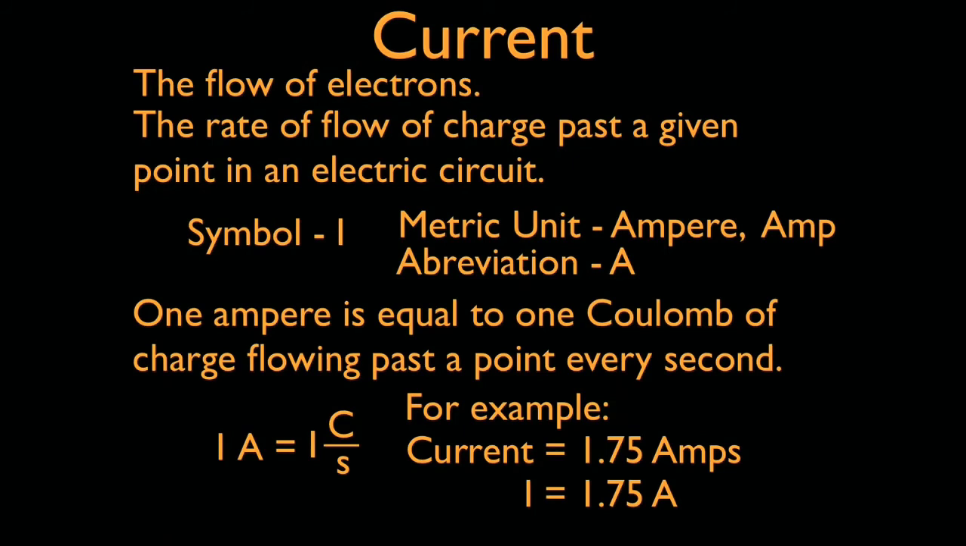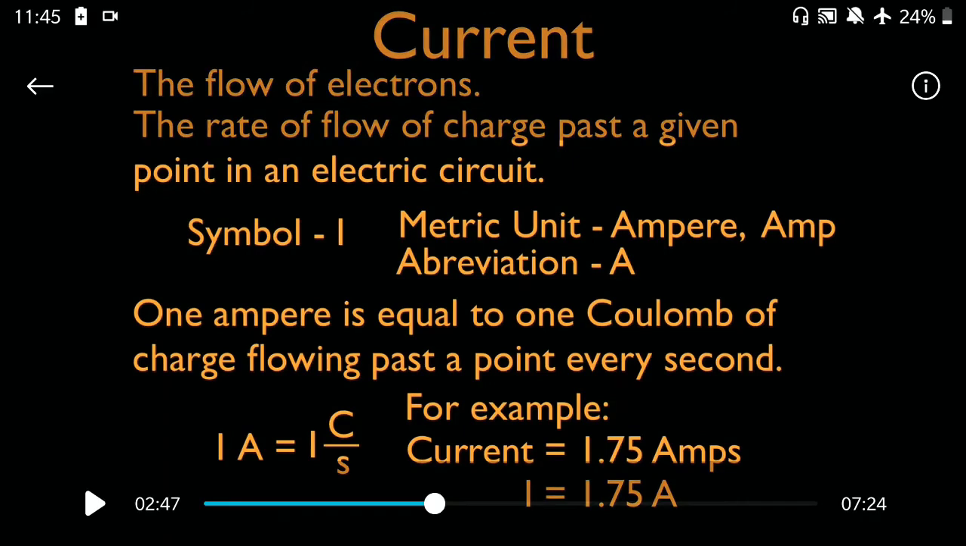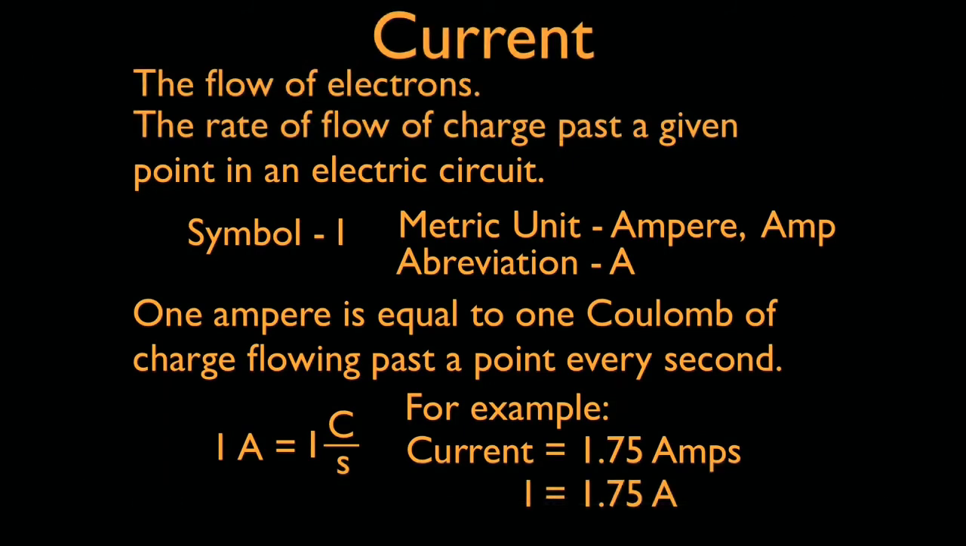Current is the rate of flow of charge past a given point in any circuit. The current is represented by letter I. Its units are amperes, or simply amps, and this unit is abbreviated by letter A. So 1 ampere is equal to 1 coulomb of charge flowing past a point every second.